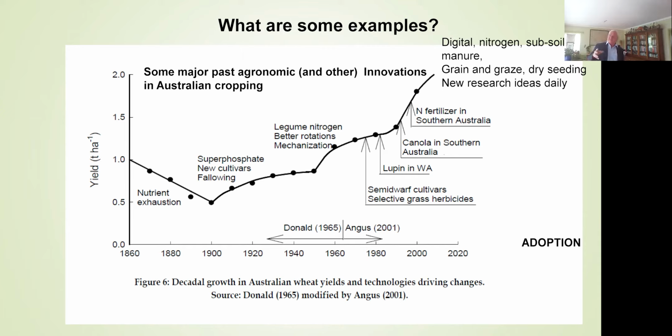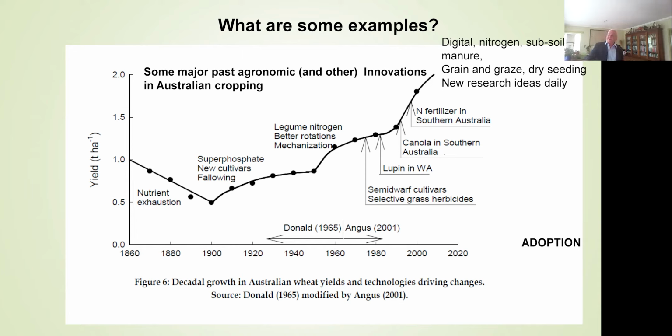Then we're up into the digital age in the 90s. We suddenly got GPS steering, which got adopted very quickly because it worked. New ideas every day, really. Subsoil manuring that Peter Sale's doing and Roger Armstrong, it's showing enormous promise in medium and high rainfall. We've got crops you can graze and grain. We've got dry seeding back in the Mallee, which we were never going to do.